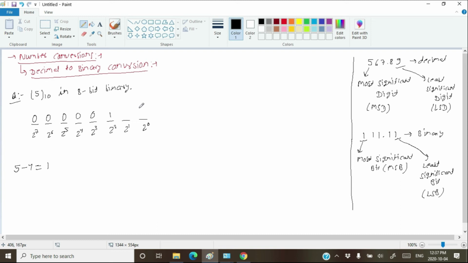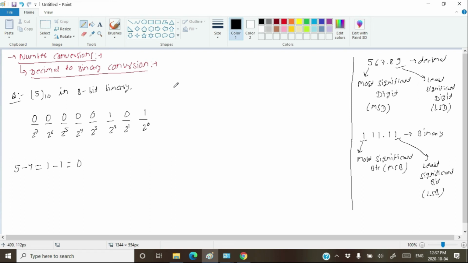After that you calculate 2 to the power 1. That is 0, because here only 1 is remaining and 2 to the power 1 is 2. You cannot include 2 because 2 is more than 1. Now you have 2 to the power 0. 2 to the power 0 is 1. And of course, you can include 2 to the power 0 because 1 is equal to 1. So this one. Therefore, 5 in decimal has this 8-bit binary.